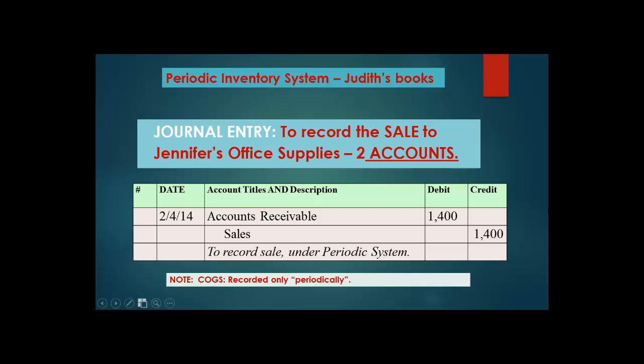So here we are. Here's our sales journal entry. We're going to start with that. So we're doing Judith's Books, periodic. To record the sale to Jennifer's Office Supplies: debit accounts receivable, credit sales. No entry for cost of goods sold, no entry at this time for inventory. This is the same first two lines that we used for Perpetual.